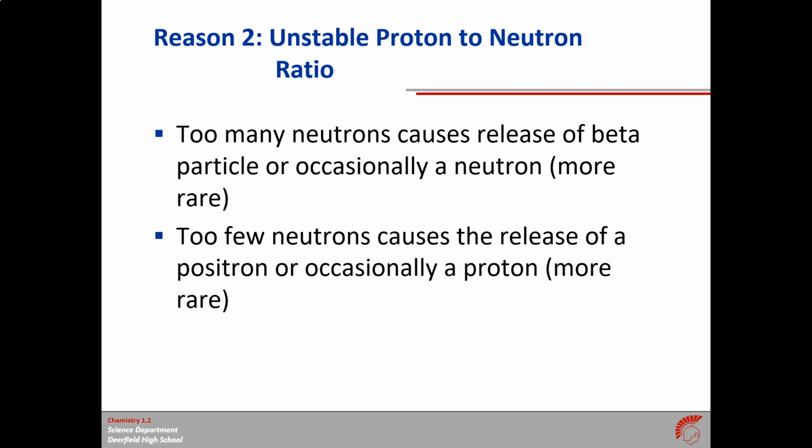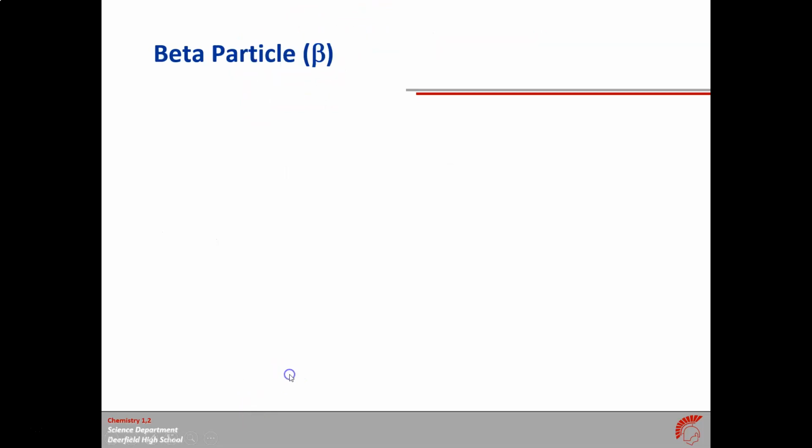The other way is you could have too few neutrons, so now you have too many protons. What happens is you cause the release of a positron, which we haven't really talked about yet. Again, we'll get to that as well. Or on occasion a proton. So notice that if there is instability in the proton to neutron ratio, you can get 4 of the possible 6 decays: a beta decay, a neutron decay, a positron decay, or a proton decay. So we're looking at 4 of the 6 decays as being responsible for, or as a result of, this relationship.